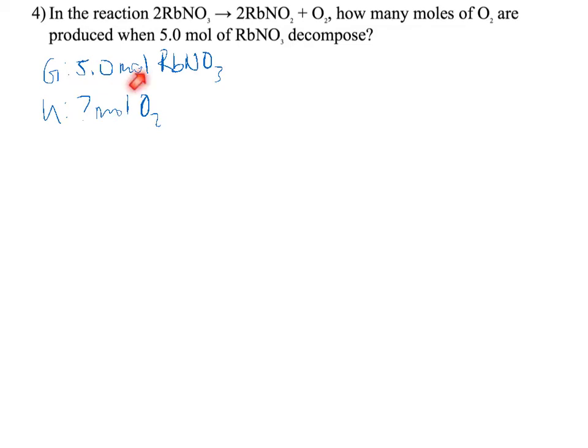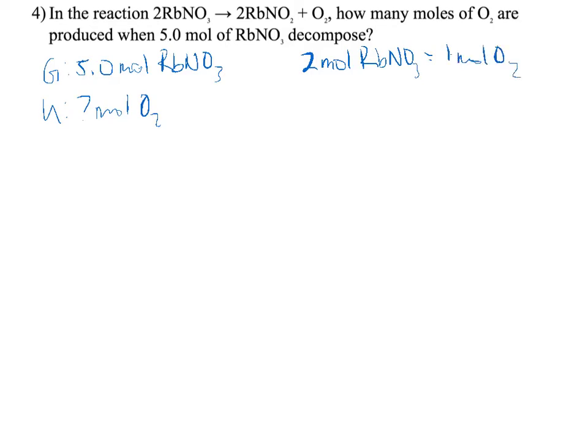To go from moles of our first substance into moles of our second substance, all we have to do is use the mole-to-mole ratio, which is our coefficients. So we've got 2 moles of rubidium nitrate for every 1 mole of oxygen, and it's 1 because there's no number in front of that in the balanced chemical equation. So we just write that as our equivalent statement. 2 moles of RbNO3 equals 1 mole of O2.